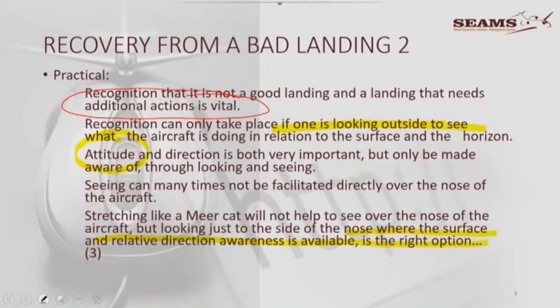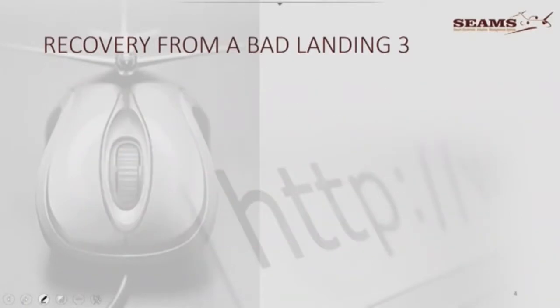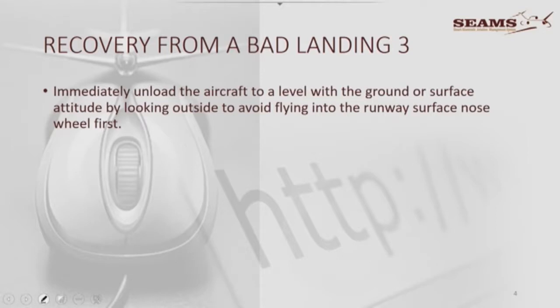It's not that difficult. It can easily be accomplished, but you must try it. Okay, recovery from a bad landing, and that's what we're all about at this moment in time. Immediately unload the aircraft to a level with the ground or surface attitude by looking outside to avoid flying into the runway.